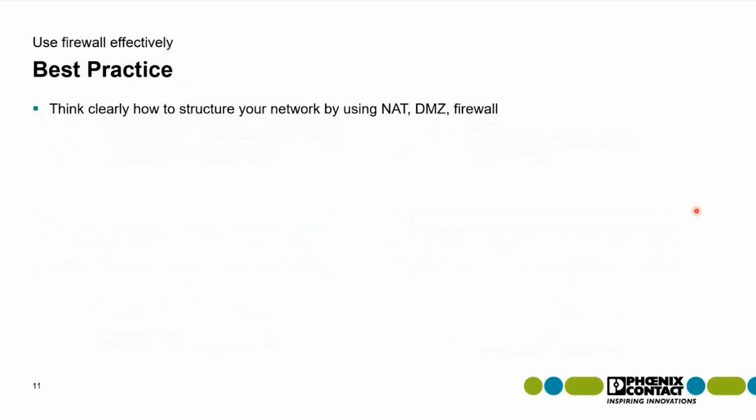Okay, learning from the mistakes. Now here comes our suggestion of the best practice for you to improve your firewall setting. First of all, think clearly how to structure your network. By using DMZ, NAT, and firewall, these functions should be harmonized, and they should harmonize to your final goal. And this should not create any conflict that makes system holes or breaches.